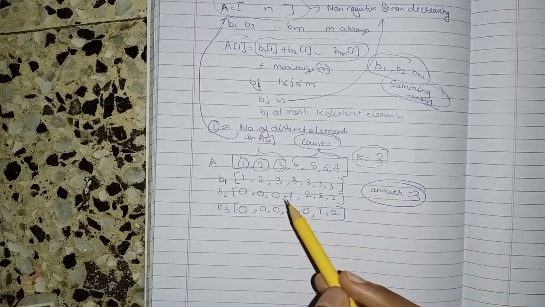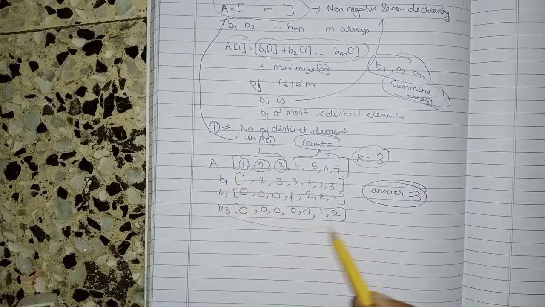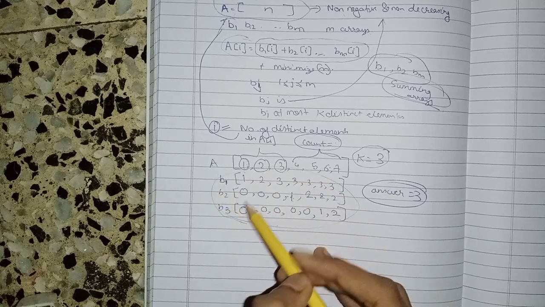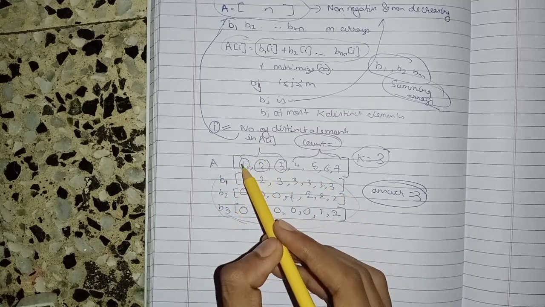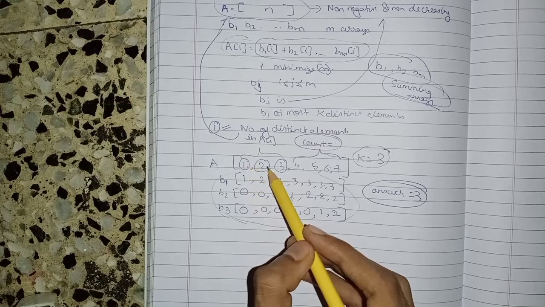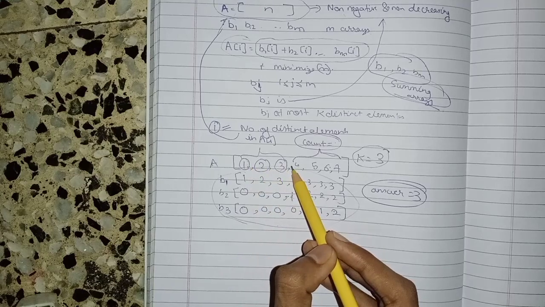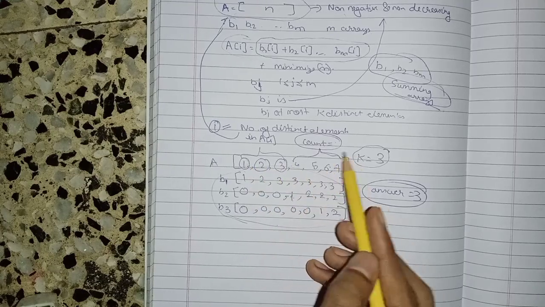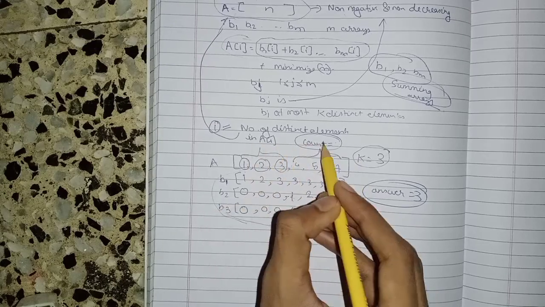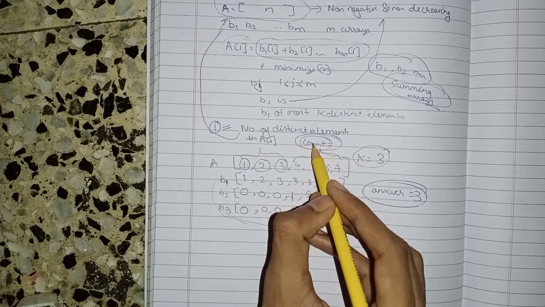So you might have understood what technique I used while writing this summing array: I start fixing every single term till the end. Now what is the advantage of finding this count, that is the number of distinct elements?